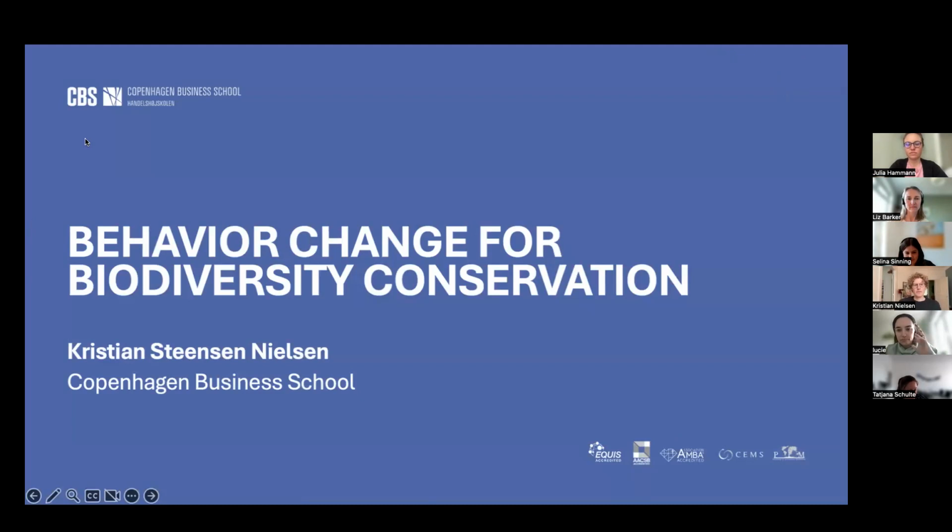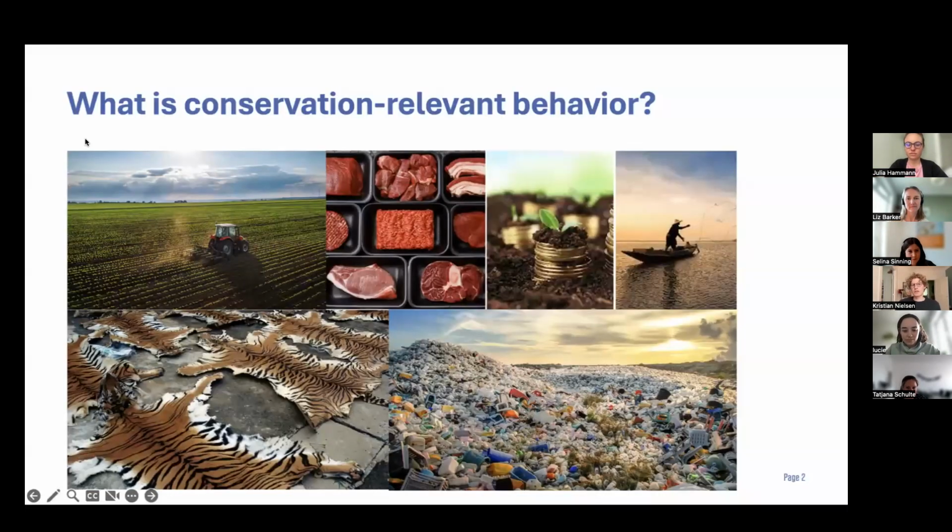So let me do this. What is conservation relevant behavior? There are a lot of different behaviors you can think about in this context. I really like how Liz has helped set up this common bias in the behavioral science literature, which is focused on pretty low impact behaviors.